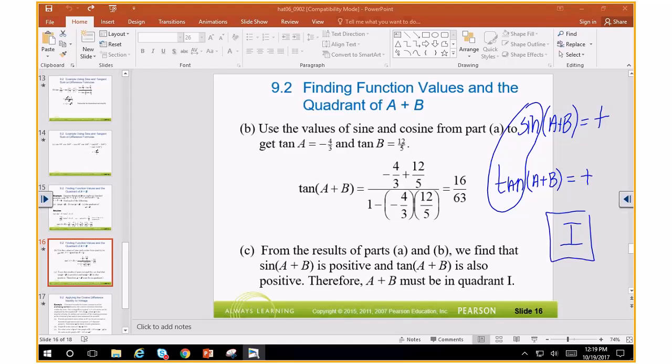Now, this is a test question. It's also a standardized test question, and it's also one that you might see in Calc 2. All right? So, you need to make a note of it.